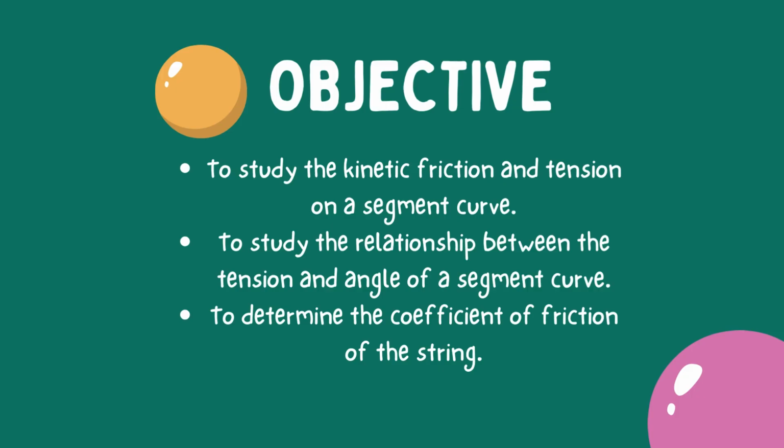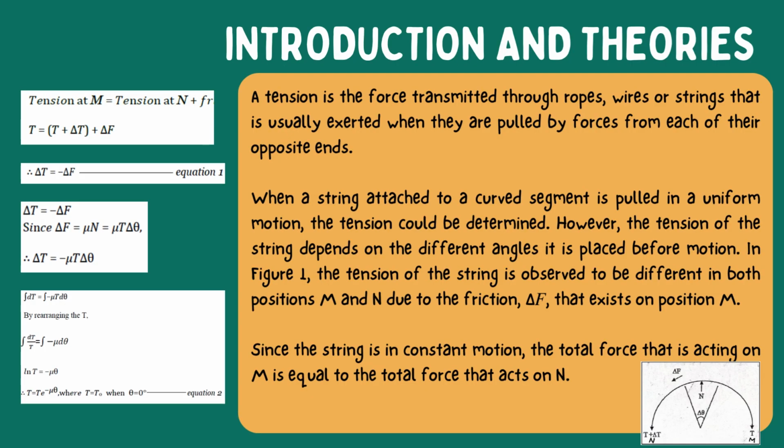In experiment M1, the objectives are to study the kinetic friction and tension on a segment curve. Second is to study the relationship between the tension and angle of a segment curve. And third is to determine the coefficient of friction of the string. Next, I will give a small introduction on this experiment.